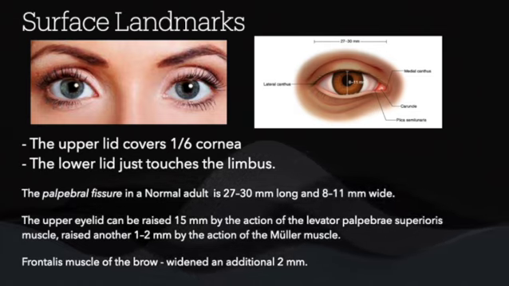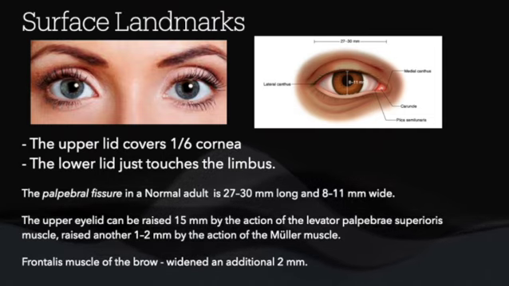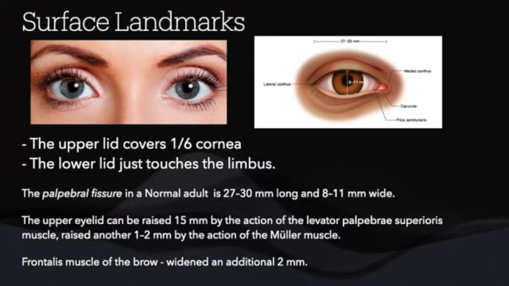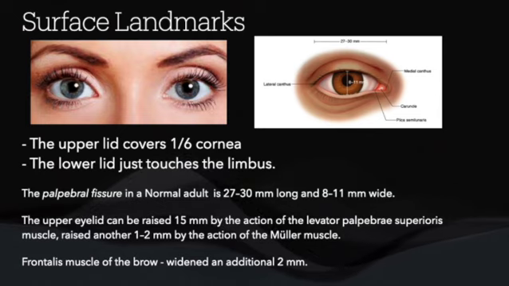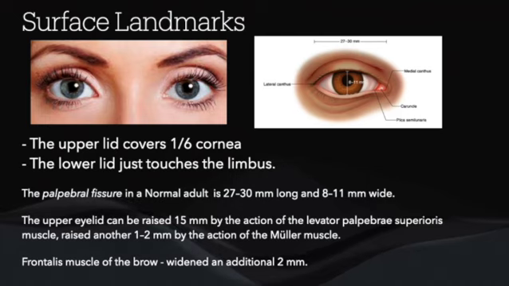In the first picture, if you see, the entire cornea is not visible. The upper portion of the cornea is covered by the upper eyelid, and it covers about 1/6 of the cornea, whereas the lower lid is just touching the limbus. Now, the exposed ocular surface between the upper and lower eyelid is the palpebral fissure. In a normal adult, this fissure is about 27 to 30 mm long and 8 to 11 mm wide.